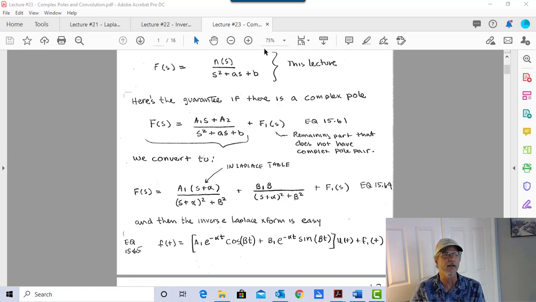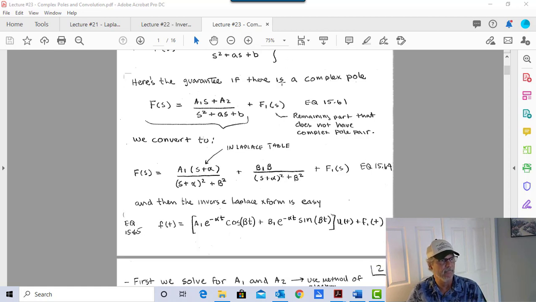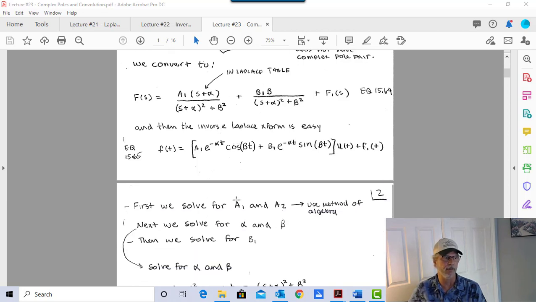So what's the deal? We see a transfer function. It has a complex pole pair. We make sure it's really a complex pole by looking at the discriminant of the quadratic formula. And then we use the method of algebra to get our A1 and A2. And then we're going to use some additional algebra to get it into this form here. And then we're going to pop the answer right out of the table.